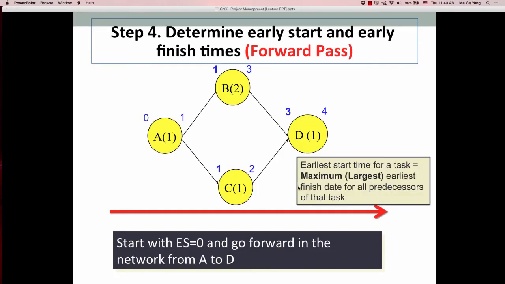You have to remember that whenever there are conflicting numbers from predecessors, for the earliest start time of the task, in this case activity D, you have to choose the maximum or largest earliest finish time of all predecessors of that task. So we have two conflicting numbers, 3 or 2, and we take the largest number as the earliest start time of that task.